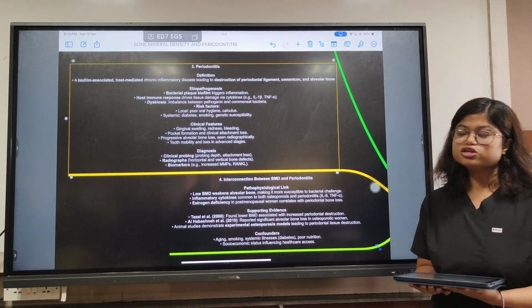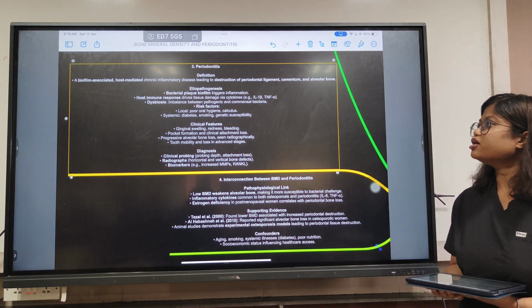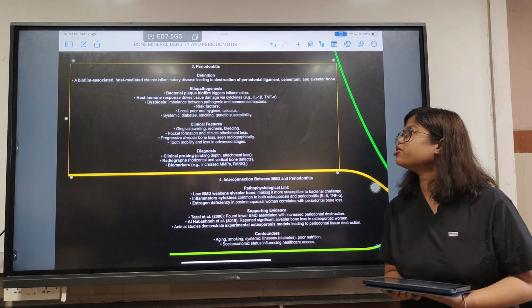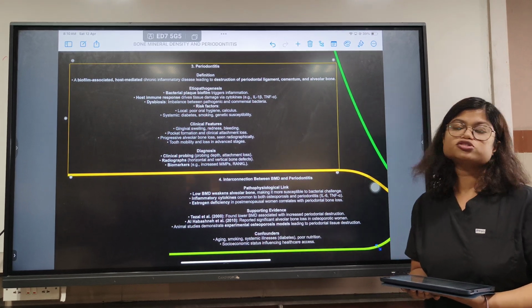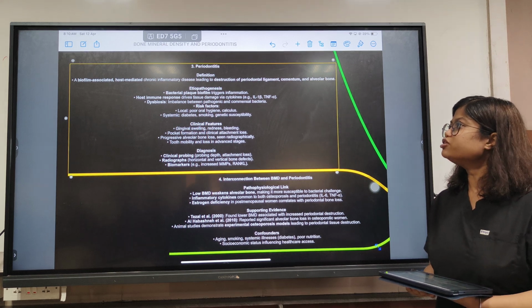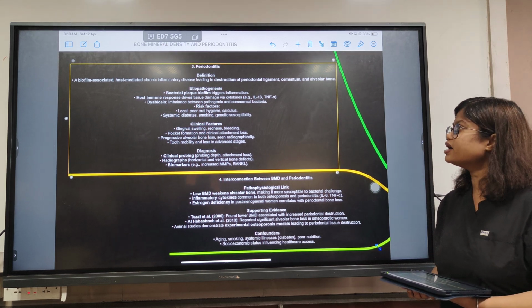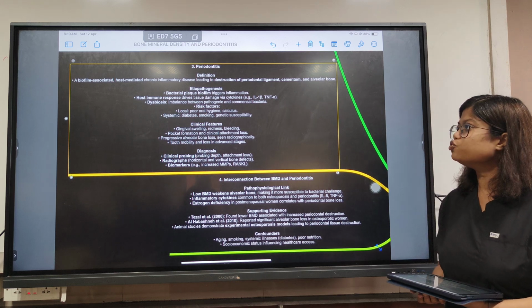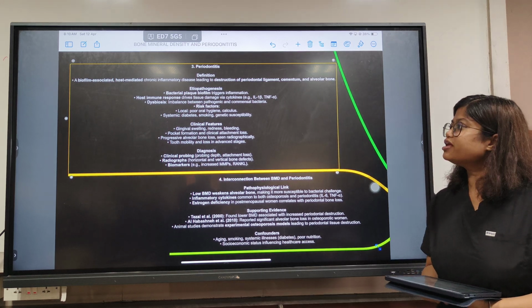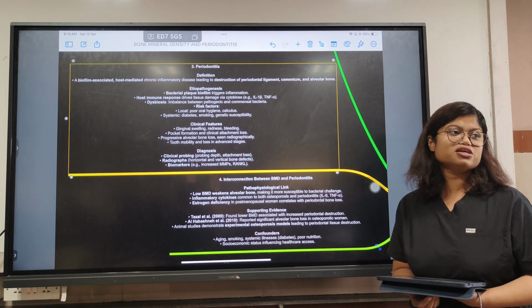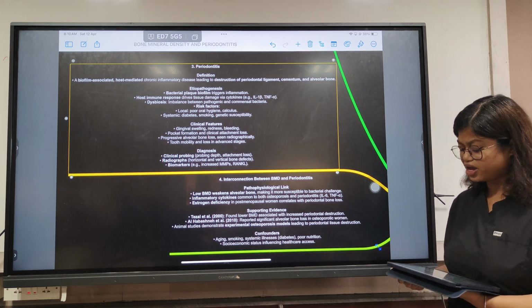Coming to the etiopathogenesis of periodontitis, there is bacterial plaque biofilm formation, which will trigger the inflammatory response, and the host immune response will cause tissue damage via the cytokines, specifically interleukin 1 beta and TNF alpha coming into play. Dysbiosis will be there, that is an imbalance between the pathogenic and the commensal bacteria, which are usually present in the oral cavity.